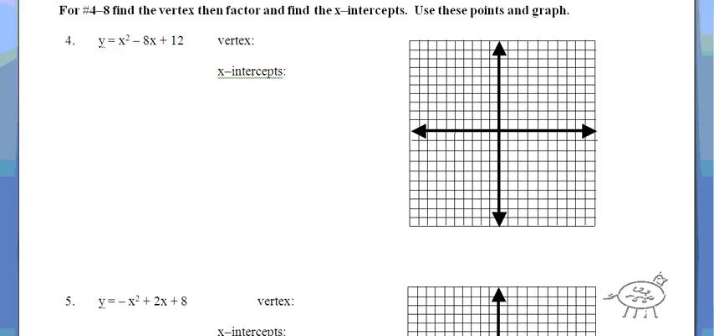Problem number 4. First of all, the directions say for 4 through 8, find the vertex, then factor, and find the x-intercepts. So we're going to do the exact same thing. We're going to say x equals opposite of b, so it's 8 over 2 times 1. So the x-coordinate is 4, comma, and then if you plug a 4 in there, you get -4. Just plugging in your calculator.